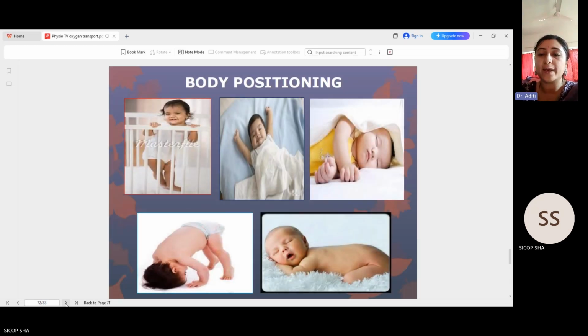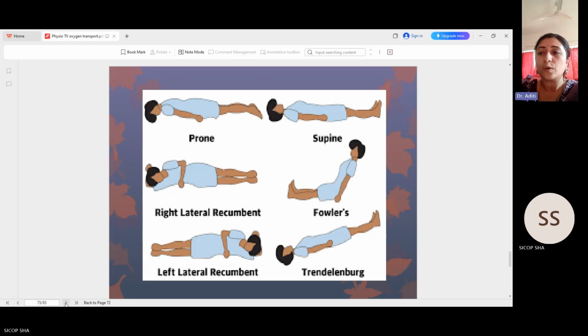So body positioning again, as we discussed, so various positions like upright, supine, or side lying, prone, and head down position. So all these positions, if we look at the pathophysiology of the disease and the physiology of each of these positions and the right matching, if we are able to do it, it can definitely help in improving the V by Q matching. Next slide. So again, every single position has its different effect. So prone, supine, Fowler's position, Trendelenburg position, right lateral recumbent, and left lateral recumbent.